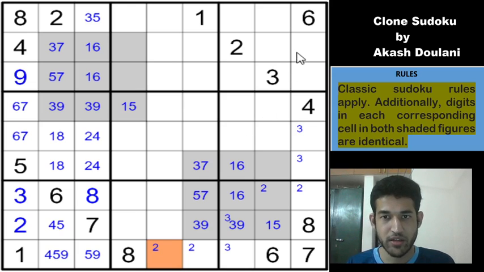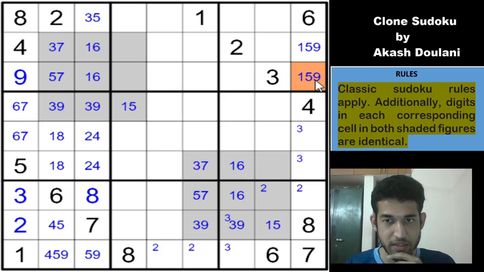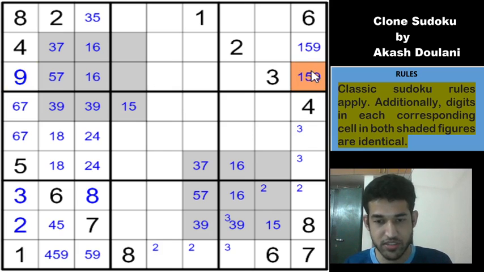So let us look at this box now. It seems to be very constrained. 2, 3, 6, 4, 7 and 8 are ruled out from these two cells, which means they can only be 1, 5 and 9. But this can't be a 9 because 9 is here, so this is 1 and 5.